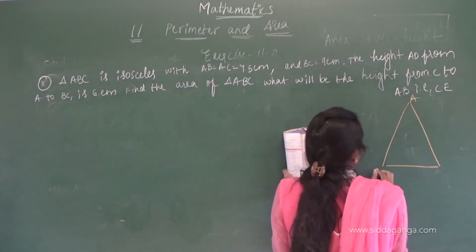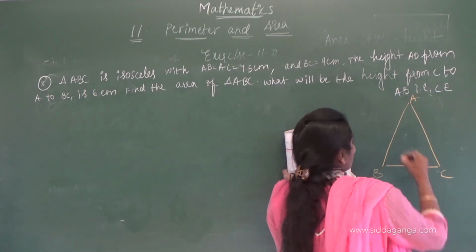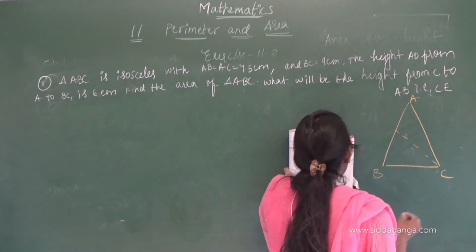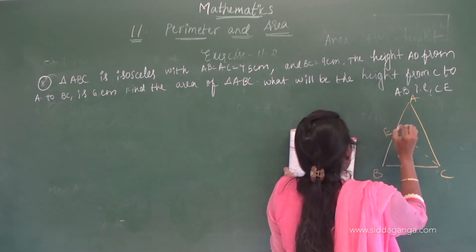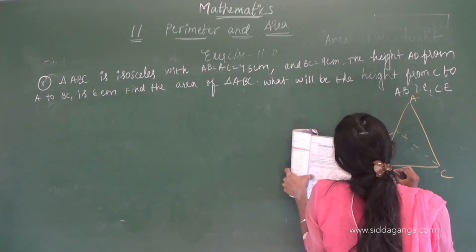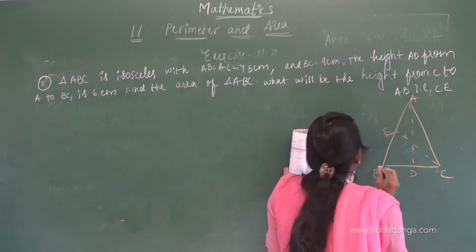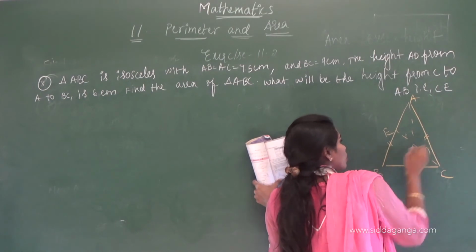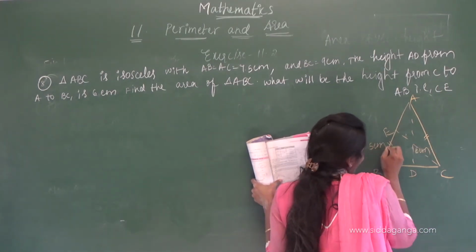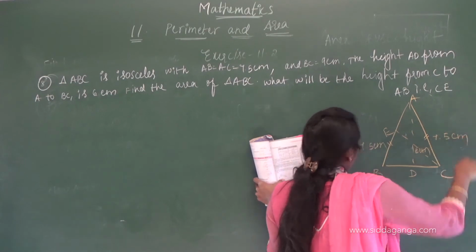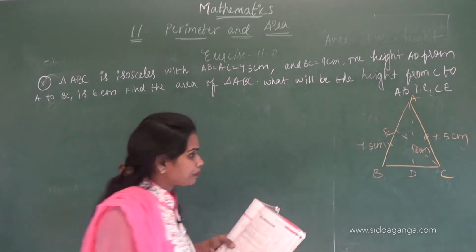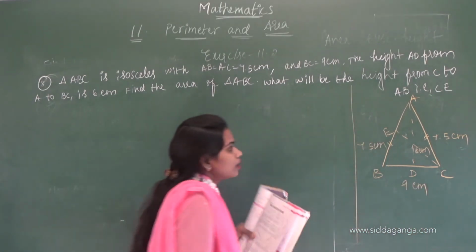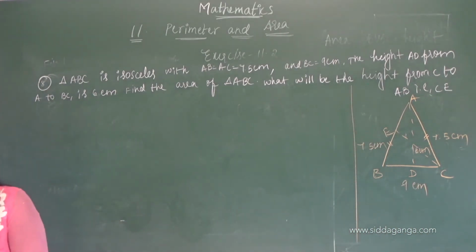A, B, C, and the perpendicular heights are also given. One is from C, CE, and the second one is AD with measurement 6 centimeters. These are two isosceles triangle sides, 7.5 we will get here. Another side is 9 centimeters. In the question itself, all this is there.